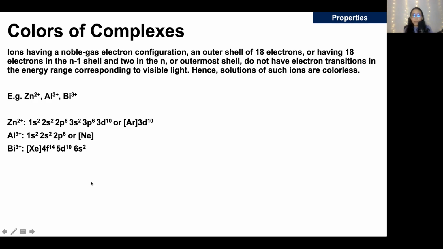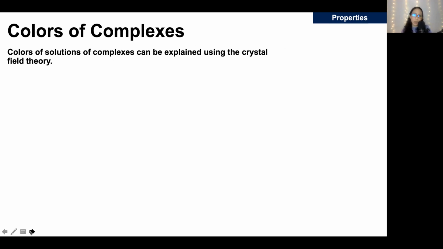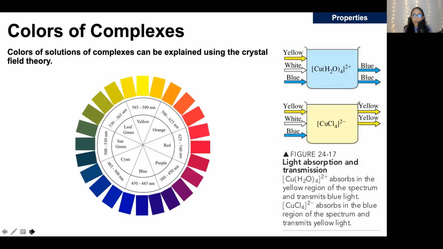Okay? If you satisfy these conditions, then because of the pairing, there's no more room for an electron to jump to. Lahat sila naka-pair na. There's no vacant space there. There's no electron transition taking place in these types of ions. So, since walang electron transitions, walang nagiging excited state, then the solutions of these ions and their complexes are colorless. So again, class, we are not interested with the colorless solutions. We are interested with the colored solutions of our complexes.